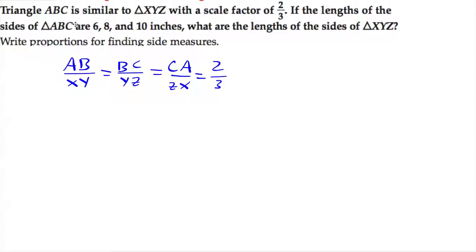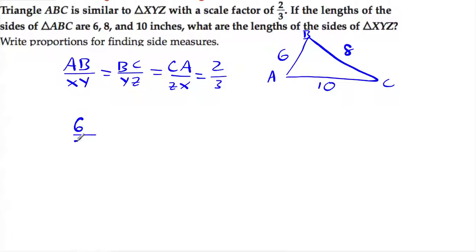So the lengths of triangle ABC are 6, 8, and 10. This problem did not do a really good job of the diagram, so we're going to assume that goes in order. So 6, 8, and 10, we will say. We want to find the lengths of XYZ. So AB, we said, is 6. We want to find XY, knowing that that scale factor is 2 to 3.